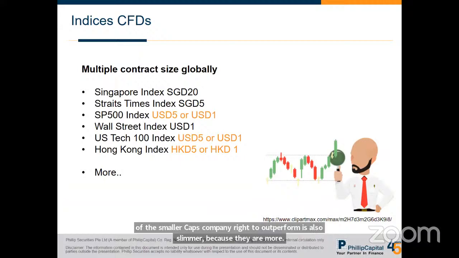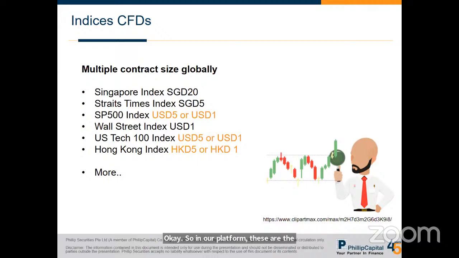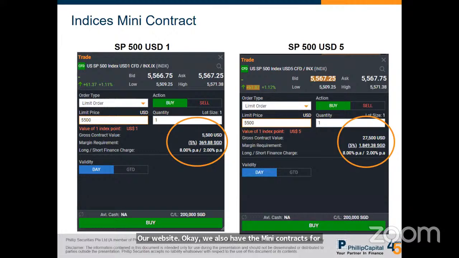Okay, so on our platform, these are the indices we offer. However, those indices that we see on the screen are the commonly traded ones. You can view more on our website. We also have the mini contracts for them. So just like the gold example, this is the S&P 500 contracts. We have the USD1 and USD5. The 1 means the value per index point is $1, and the 5 means the value per index point is $5.